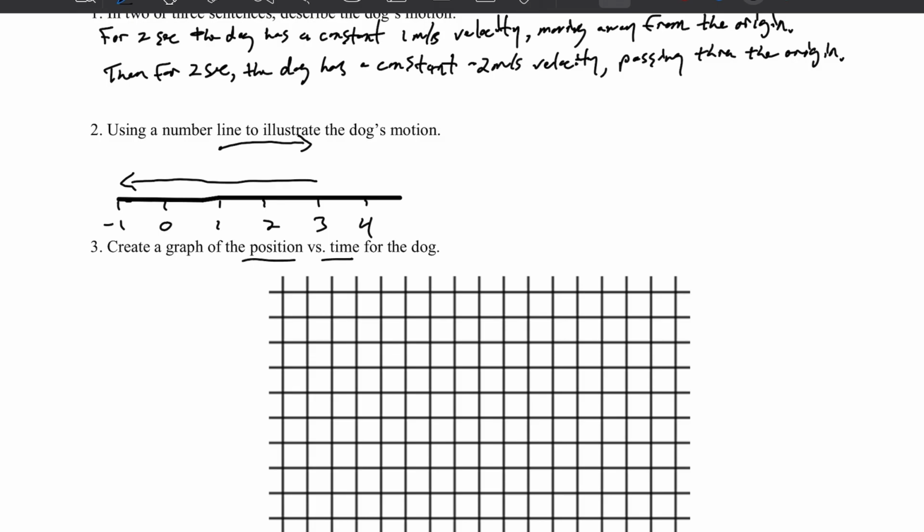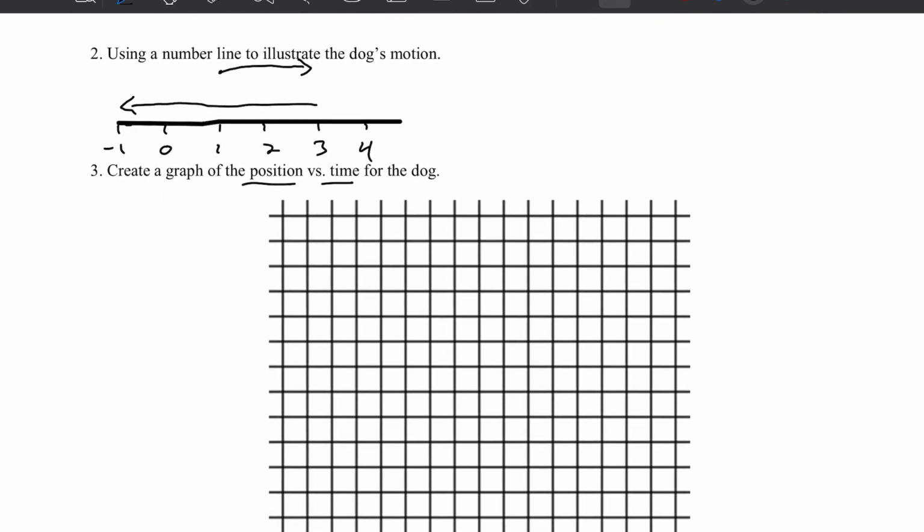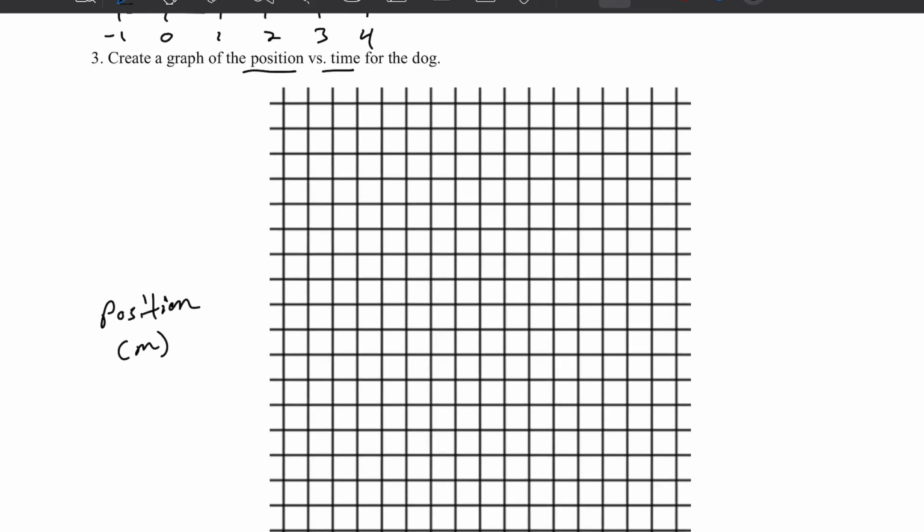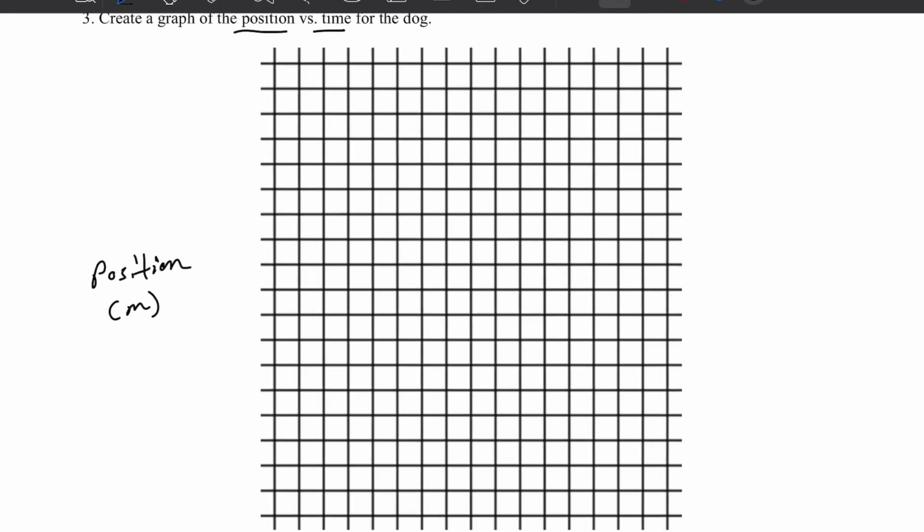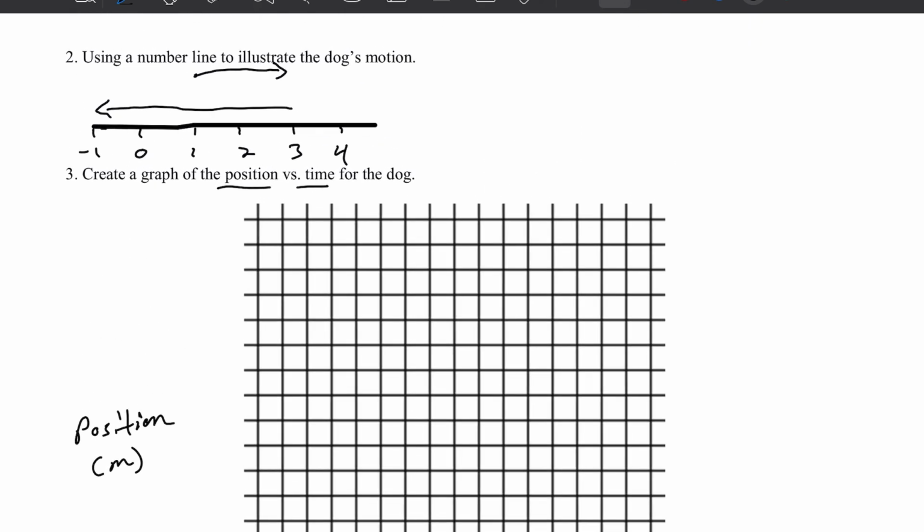Create a graph of the position versus time for the dog. So if we're going to make a graph, there's certain things every graph needs. We need to label the axis with units. We need to have the same amount of spacing per numbers, so we can't make each box different values. So we need to be consistent in our spacing. It also needs a title. So the vertical axis is going to be position with meters, horizontal axis is time in seconds, and then our title will be position versus time.